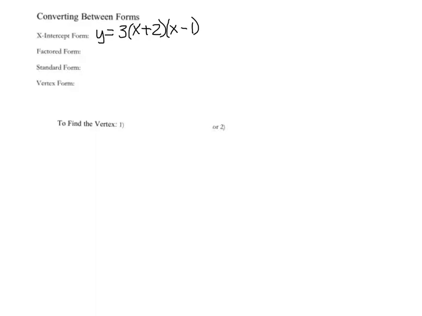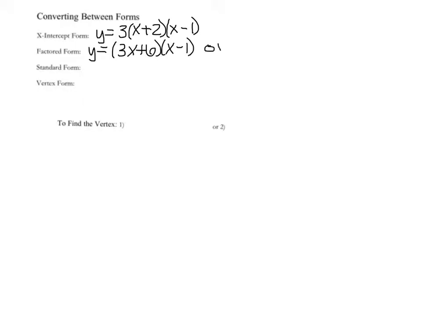Remember that factored form is what it looks like when it's two lines being multiplied together. So basically, we need to get rid of that stretch factor out front. We have two different ways we can do this. One, we can either distribute the 3 into the first set of parentheses. If we do that, we end up getting y is equal to 3x plus 6, and then this x minus 1 stays by itself.